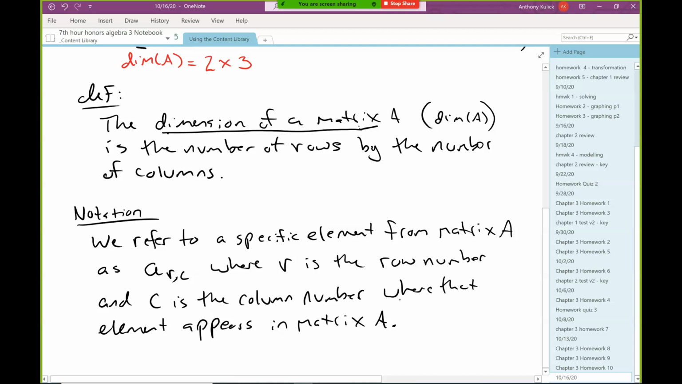Okay, we refer to a specific element from matrix A. We're going to use the lowercase letter a so that we can tell that it's coming from the uppercase A matrix. And then as a subscript, we're going to use the row number, comma, the column number. So we're going to refer to the row that it appears in and the column that it appears in. And that'll refer to a specific element from that matrix A.